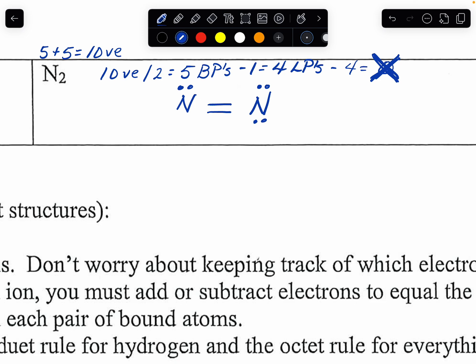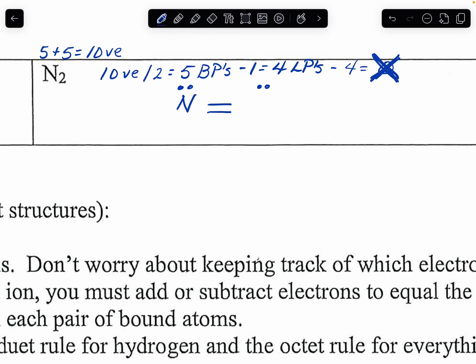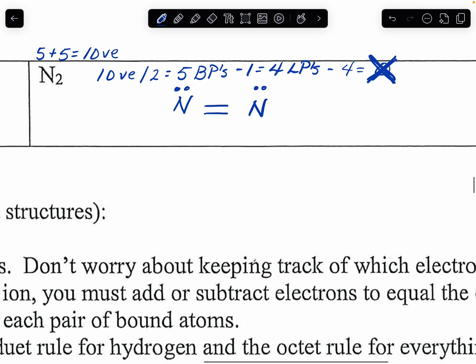So I'm going to erase the dots. Sorry, y'all. I took the lone pair from the bottom, and I'm going to make another bond. So now, if I look, each bond holds 2 electrons. Each one of these nitrogens has access to 8 electrons. So they're both satisfied. So now you can say that nitrogen gas has a triple bond. But we're not done yet.